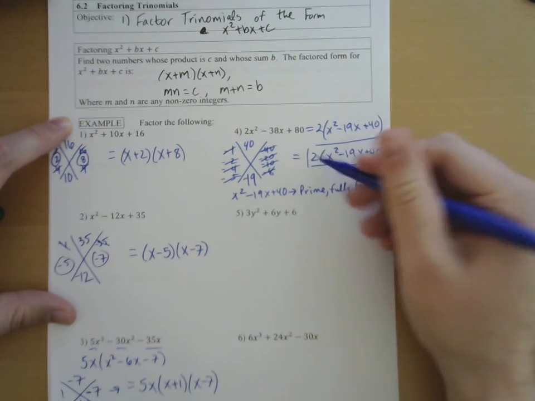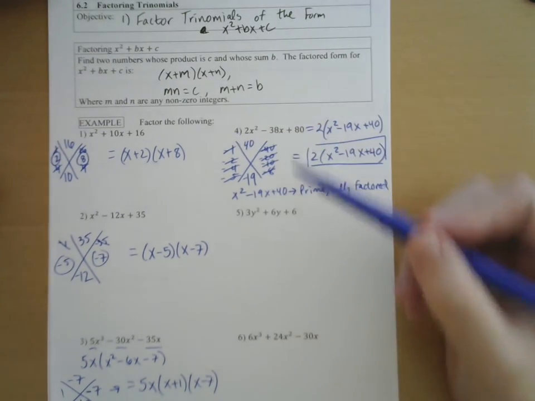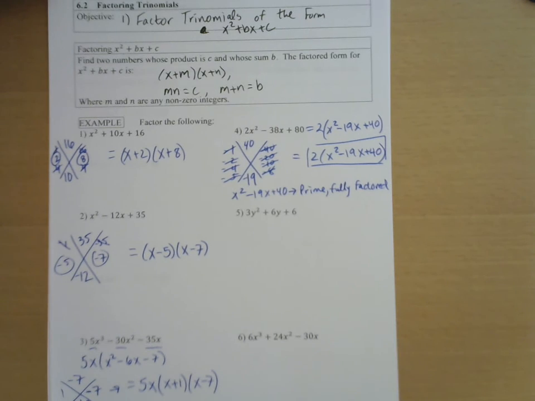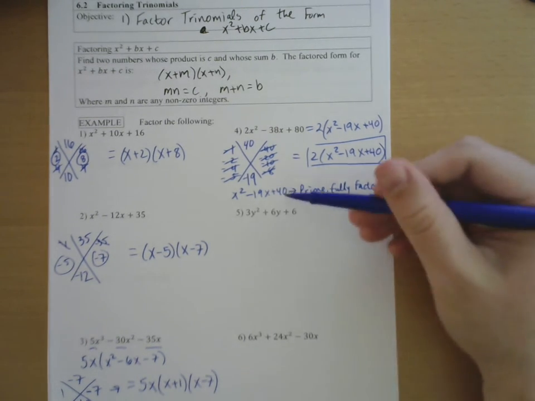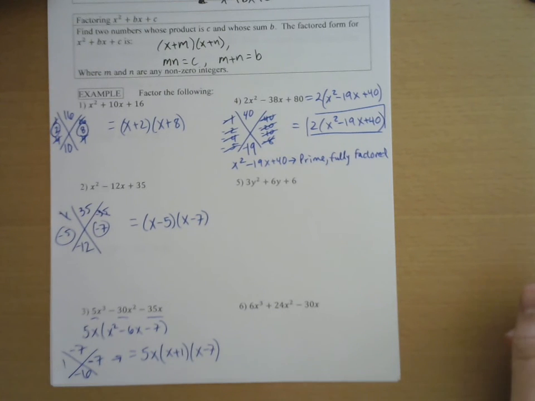Now our final answer needs the 2 because we had to factor the 2. And our instructions were to factor the following, so we know that that does need to happen. All right, so this is what it's called. It's called prime when you can't factor it any further, just like a prime number. A prime number can't be factored, except for 1 times itself.